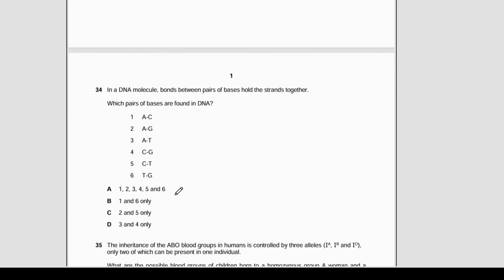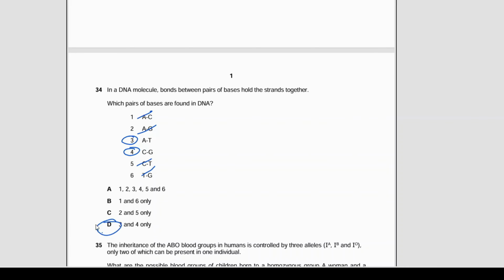In a DNA molecule, bonds between the pair of bases hold the strands together. Which pair of bases are found in DNA? This one is not possible. Not possible at CG. So it's three and four.